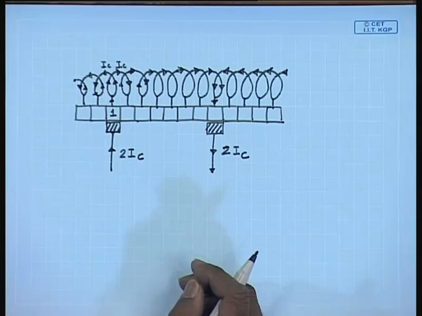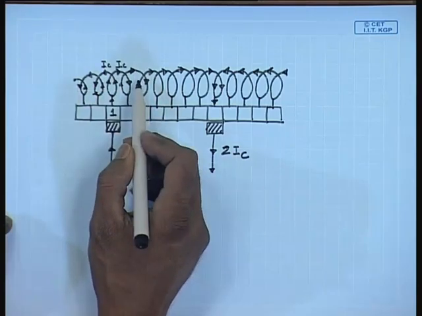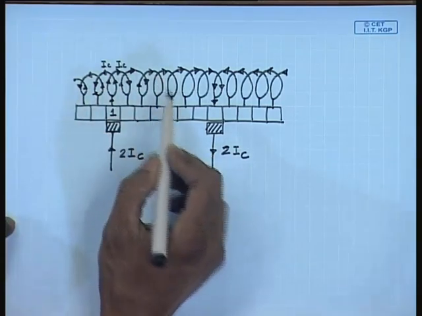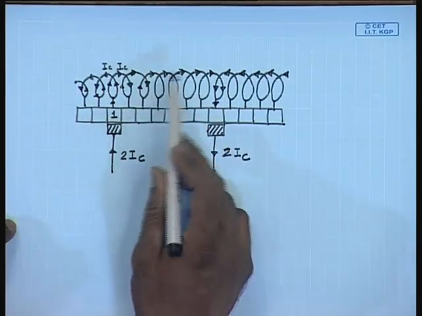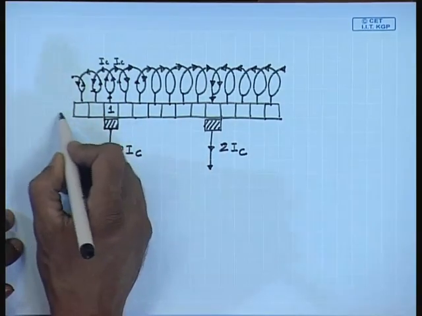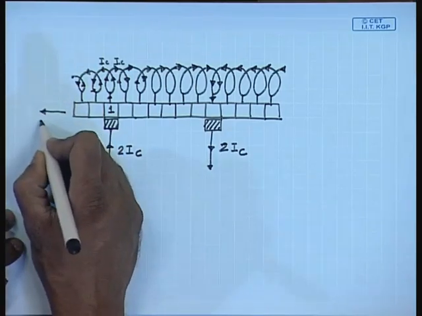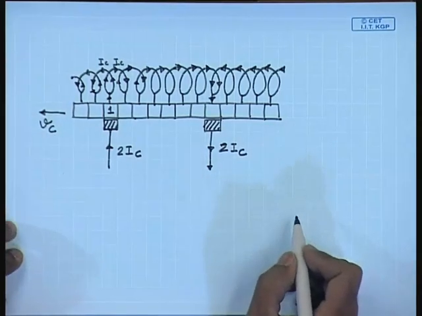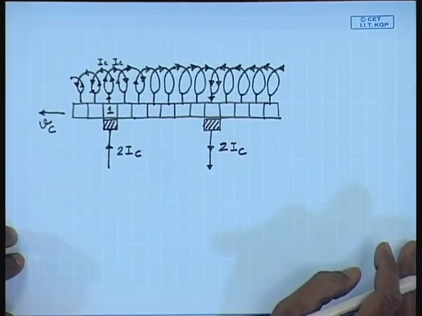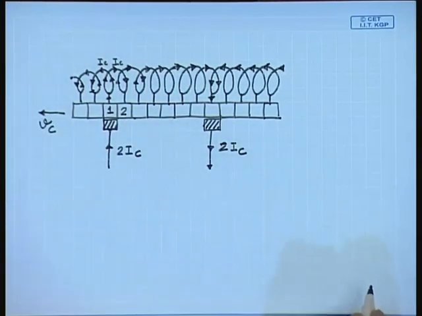It is to be seen that at the position of the brush, the direction of circulation of the current in the coils reverses, and between two brushes the current circulates in the same direction. Now, let us say this commutator segment is moving with a velocity of vc in this direction. So, let us look at what happens when the commutation takes place from commutator number 1 to commutator number 2.